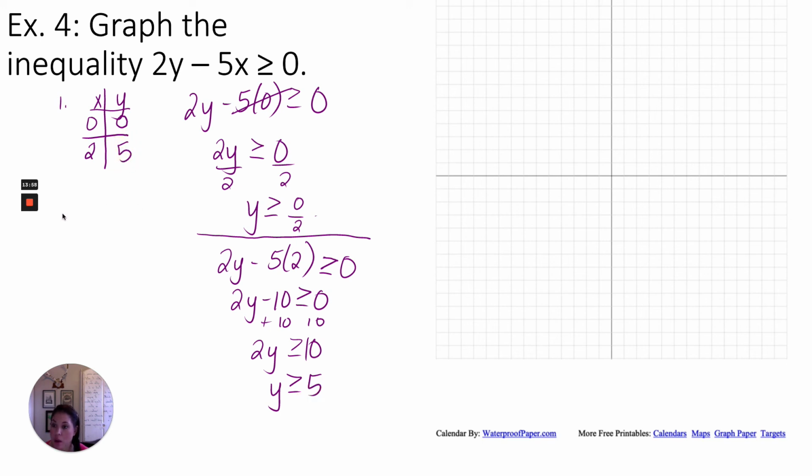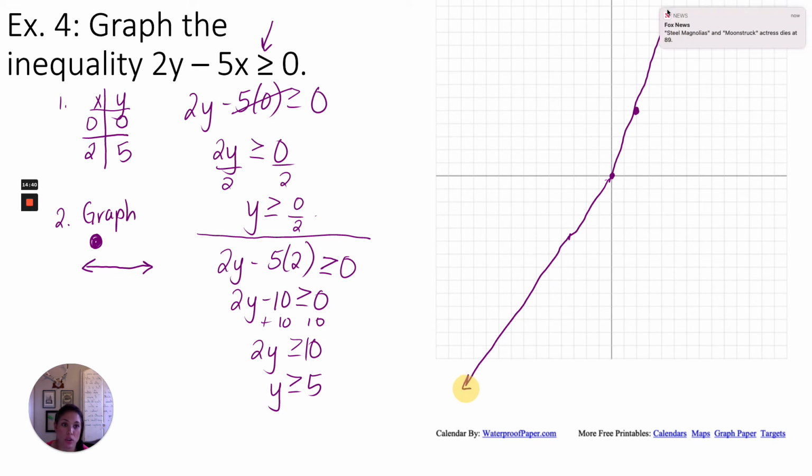Okay, so now I graph. I first look at my inequality symbol. It is greater than or equal to, so I'm going to have a closed circle. And then my line is going to be straight because it is greater than or equal to. So let's graph my points. This is 0, 0, and x is 2, and y is 5. 1, 2, 3, 4, 5. My line is going to be straight. You want to cut straight through your graph using your ruler.